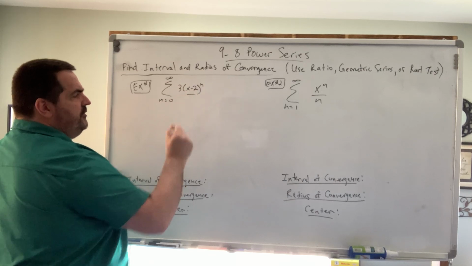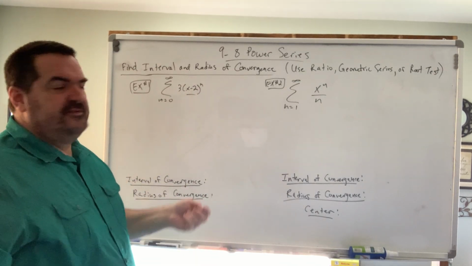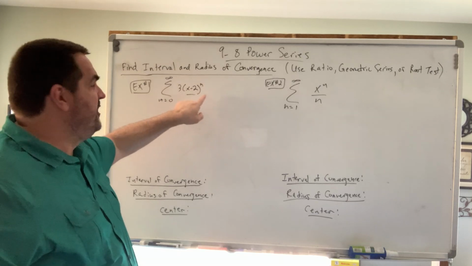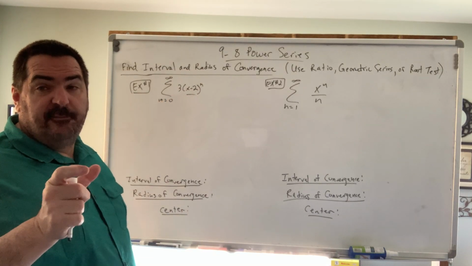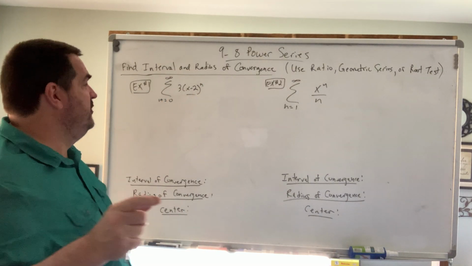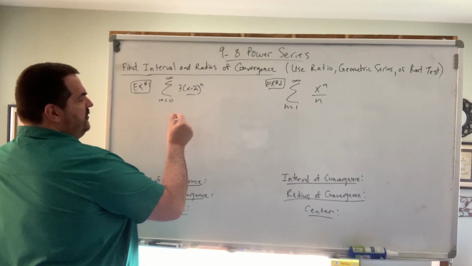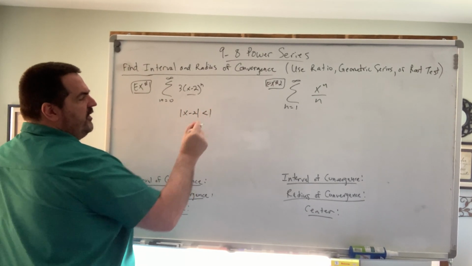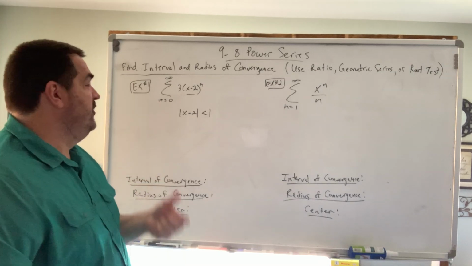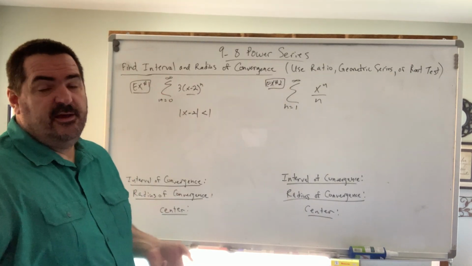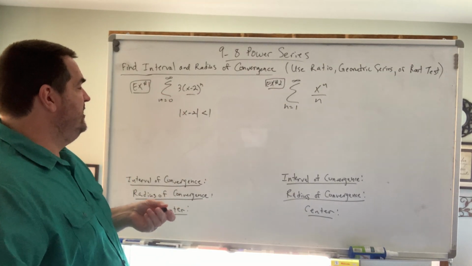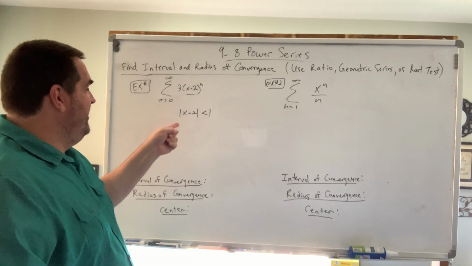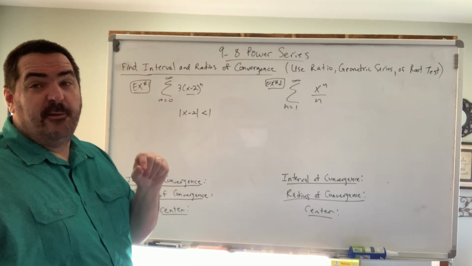So what you do is, this looks like a geometric series if this is a ratio to the nth power. Well, we learned that the absolute value of the ratio has to be less than 1. So to find the interval of convergence, the ratio is x minus 2. The absolute value of that has to be less than 1, and we're just going to solve for x.